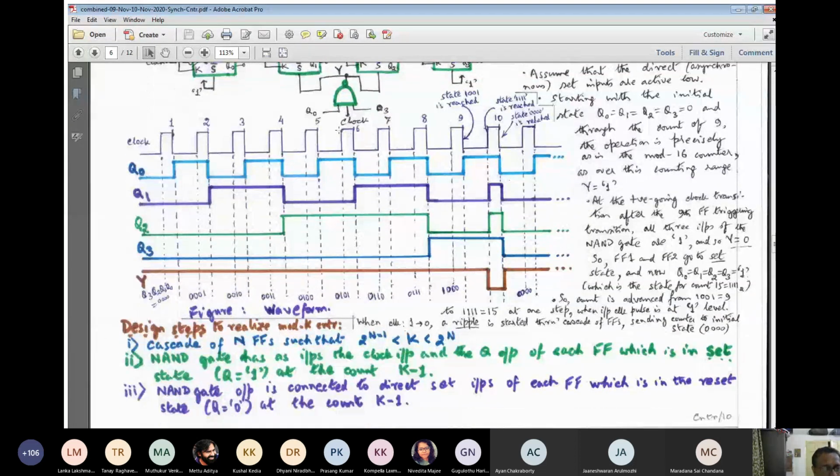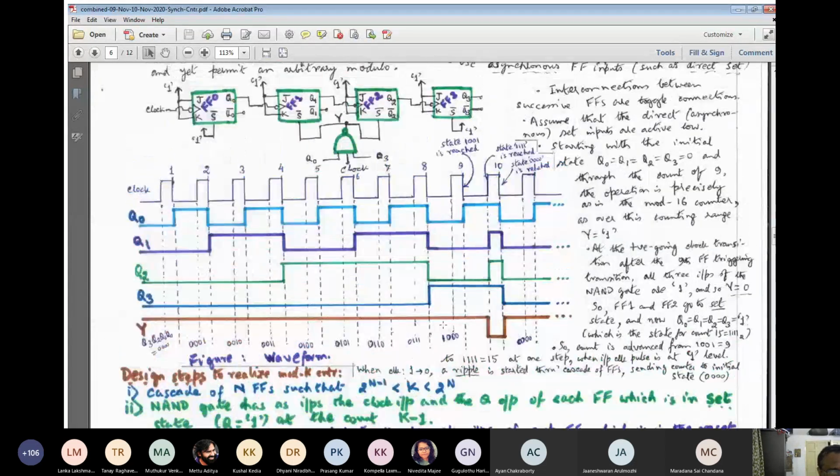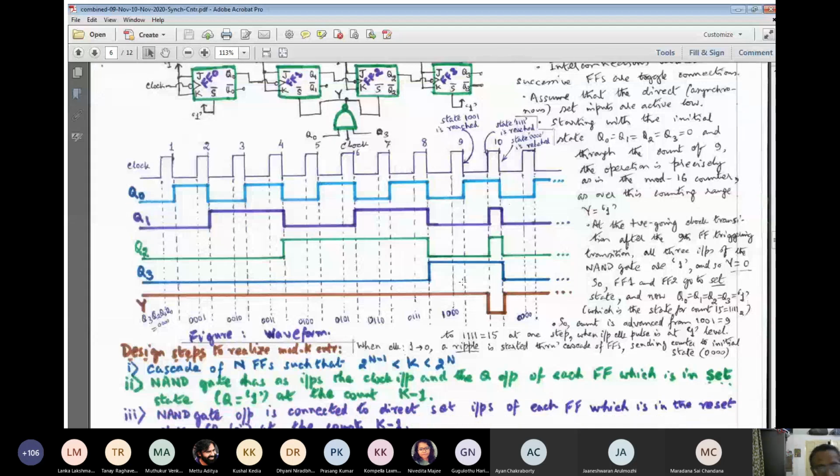And in addition, the clock input. So the NAND gate has as input the clock input and the Q output of each flip-flop which is in the set state, Q equal to 1, at the pre-terminal count, the penultimate count K minus 1, right? And the NAND gate output is connected to the direct set inputs of each flip-flop which is in the reset or clear state, Q equal to 0, at that particular penultimate count K minus 1. So here in 1001, FF1 and FF2 will have their output as 0. So you feed the output of the NAND gate to the set input of those two flip-flops only. So this is a very simple design.